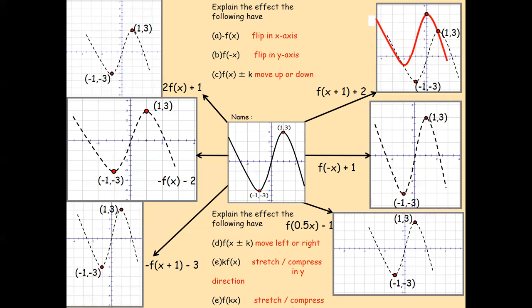Let's have a look at a different example this time. Here, I've been asked to do minus f(x) and then take away 2. So minus f(x) flips in the x-axis. So we flip the function in the x-axis. So that point will go there, that point will go there. And then we move it down by 2. So you always deal with f on its own, and then you look at what you do to it at the end. So we flip it, and then we bring it down. And that's what the end function will look like.